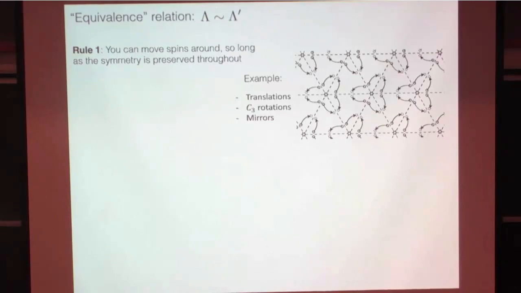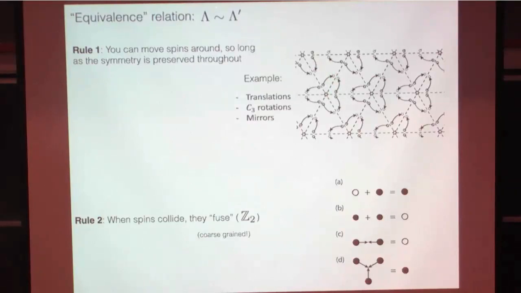Okay, so here are the rules of the equivalence relation. The first is that if you have two lattices that you can relate to each other by just smoothly moving the spins around, such that throughout that process you preserve all the spatial symmetries, in this case here, I have a C3 symmetry and a mirror about this line, then I'll say that the two lattices are equivalent. So here, for instance, if I had two spins, whenever I move this one, its mirror image has to move in a corresponding way.